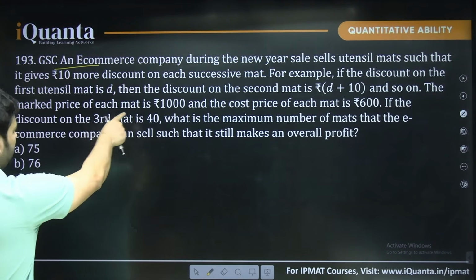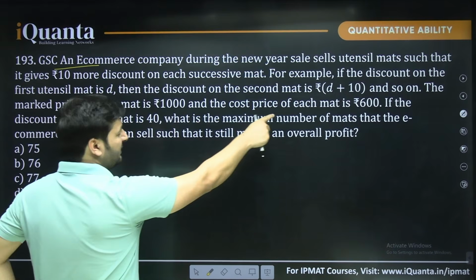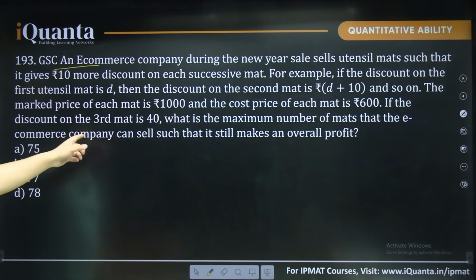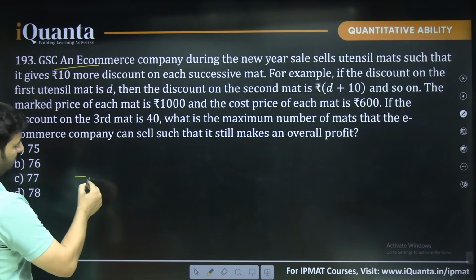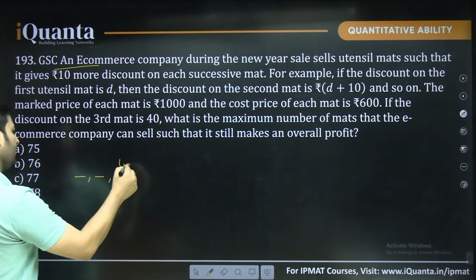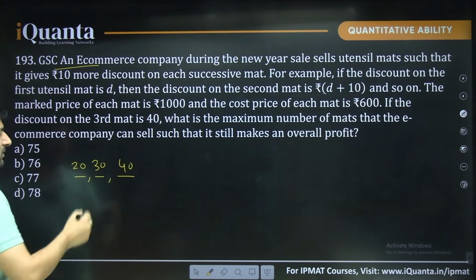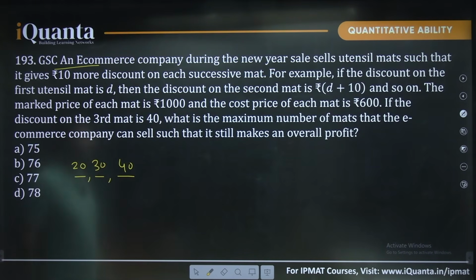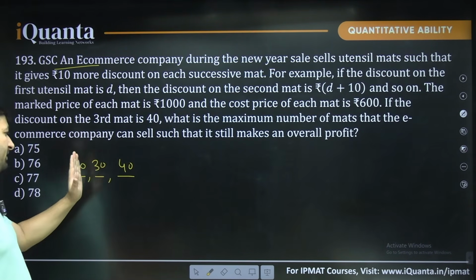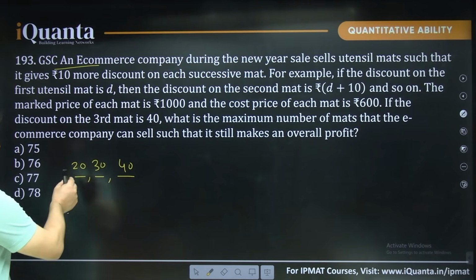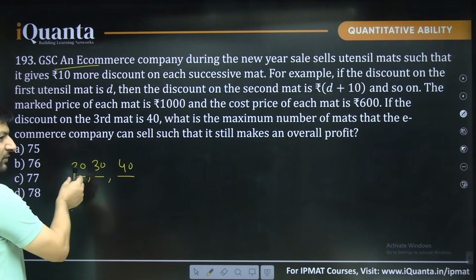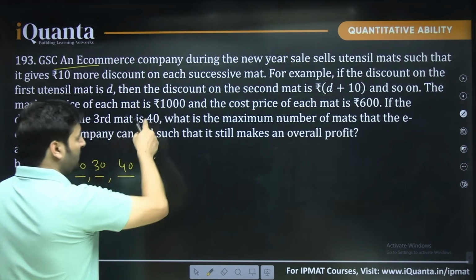The mark price of each mat is 1000 and the cost price of each mat is 600. If the discount on the third mat is 40, so this would be the case. Why? Because on every successive mat you have a discount of 10 more. So first mat discount of 20, then 30, then 40. So we know that the first mat is going to have a discount of 20 rupees.